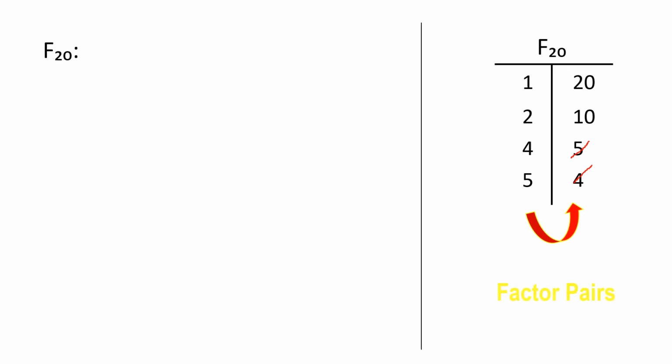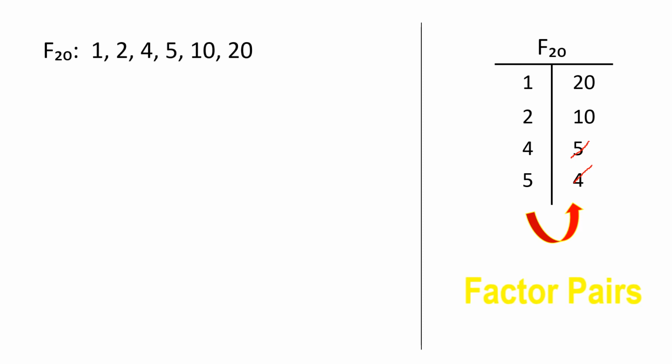So what we have to do next is write it out. And when we write it out, we go 1, 2, 4, 5, 10, 20. Remember, all the duplicates, we get rid of them. So no, you cannot use them twice. We can always double check. 1 times 20 is 20. 2 times 10 is 20. And 5 times 4 or 4 times 5 is 20. There we have all our factors of 20.